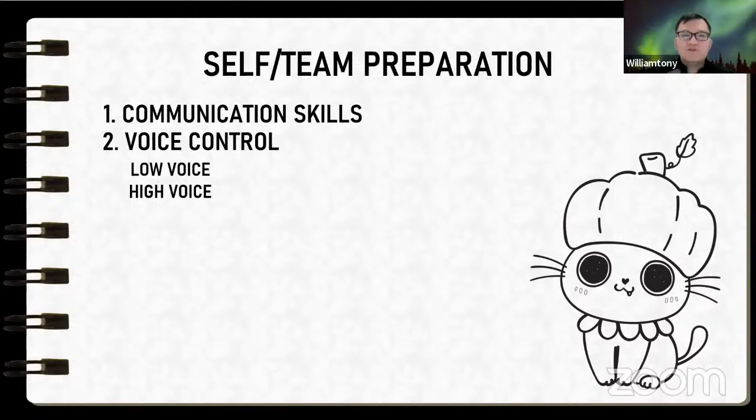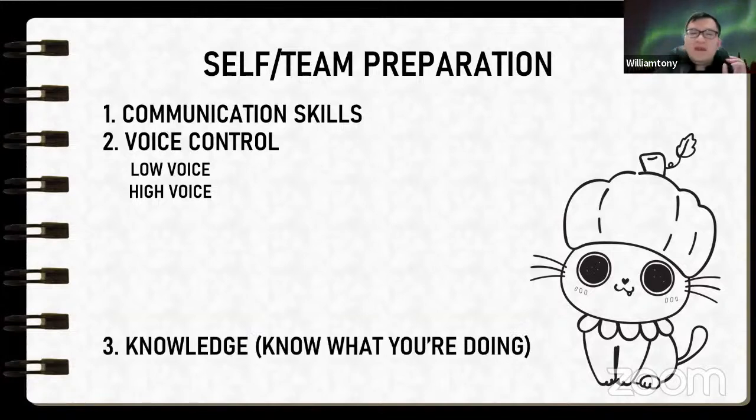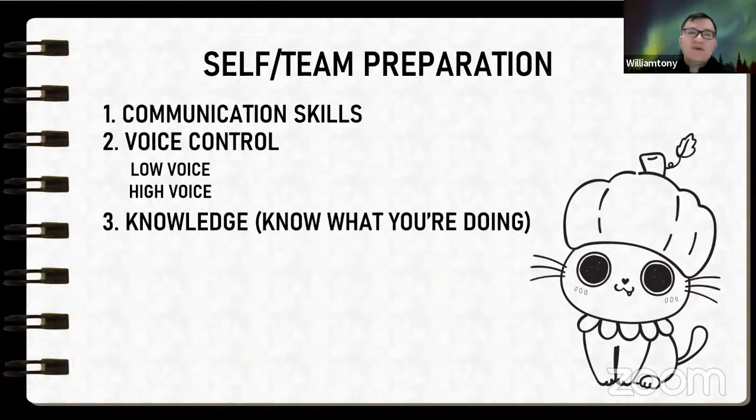Low voice is more of a formal type. And high voice is like this, a casual one. It makes things more simplified and casual, so people find it easy to understand. So usually in the communication world, low voice is more for formal things and high voice is more for informal things. And the last tip, number 3, is knowledge: know what you're doing.